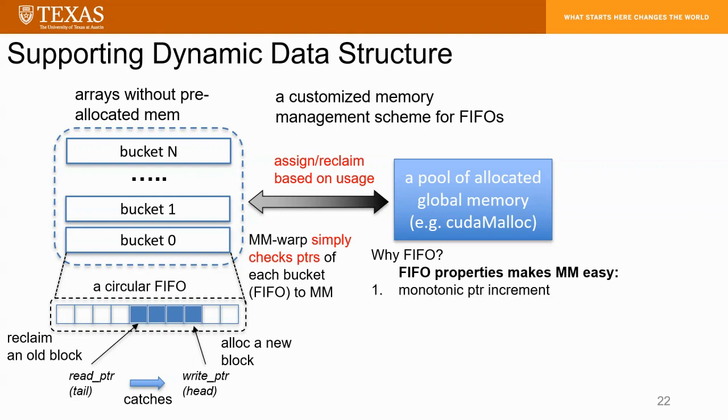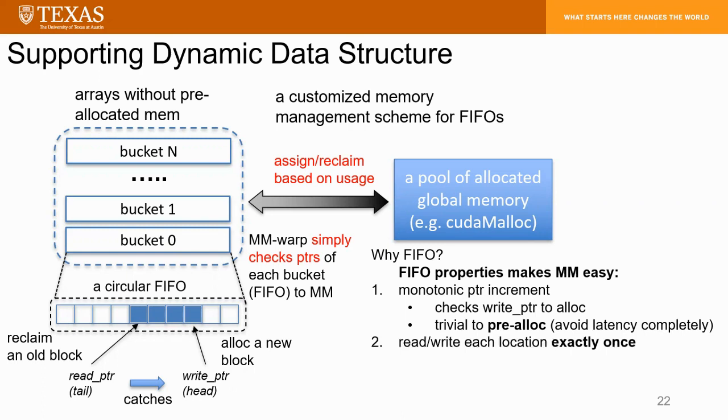First, the pointers are always monotonic increments. That means it's very easy to figure out which location will be read next, so you can basically check the read pointer to allocate. And it's also very easy to pre-allocate. We can pre-allocate a few blocks ahead of the read pointer, so we can avoid the allocation latency completely.